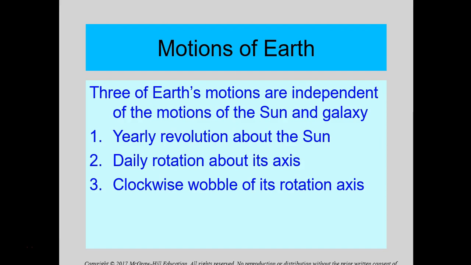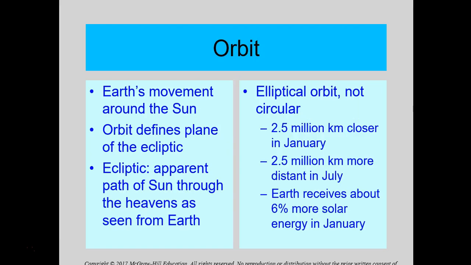Now there are three motions of the Earth that are independent of the sun and everything else that's going on. Now we move around the sun and the sun moves, but our motion is independent of those. One is the yearly revolution around the sun, the Earth in its orbit going around the sun. The second is the Earth rotating on its axis. And then the third is a clockwise wobble of the rotation axis. The third one is the one that people don't know a lot about, and we'll talk about that with a little bit of detail. So first, let's just talk about the Earth going around the sun.